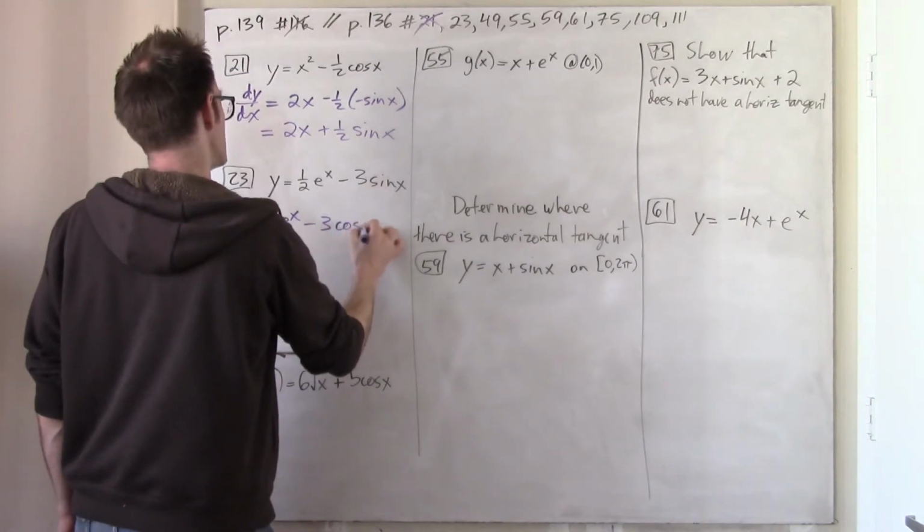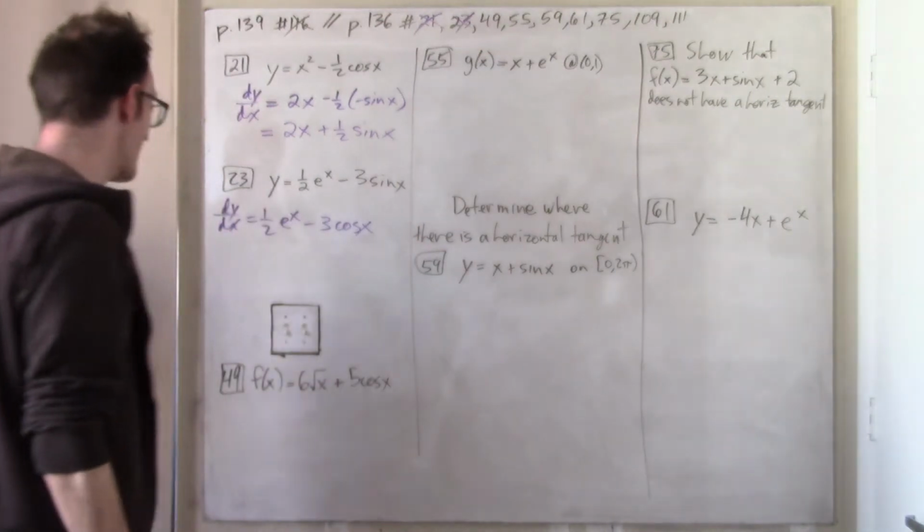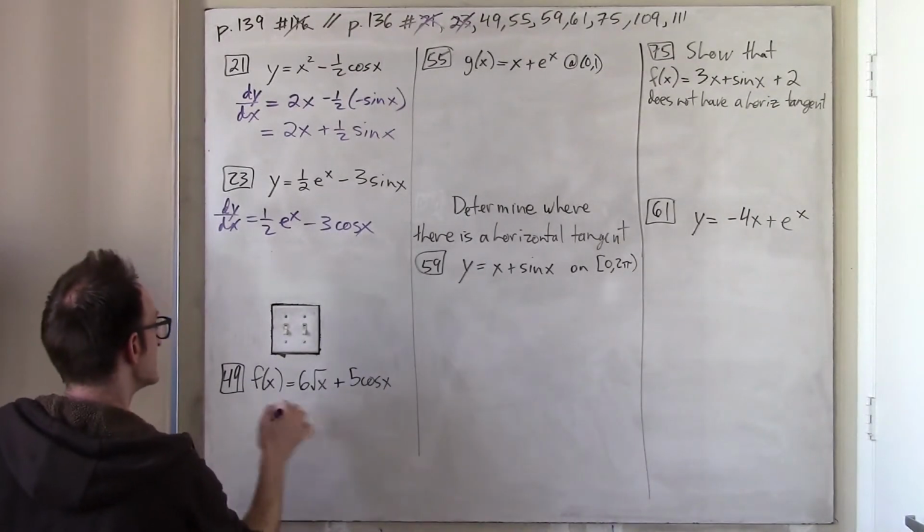Well, it's cosine. So, that's it, problem over. Boom, boom. 49, 6 root x plus 5 cosine.